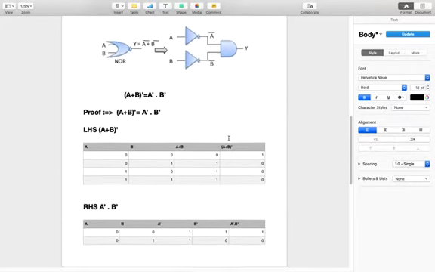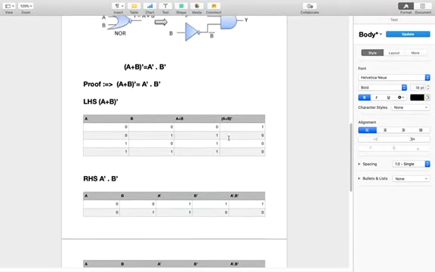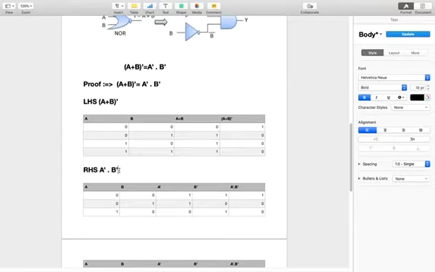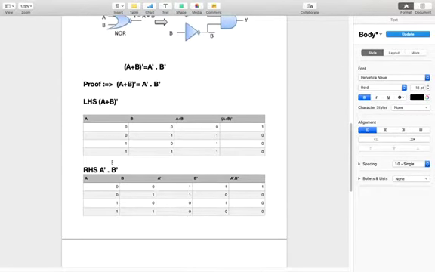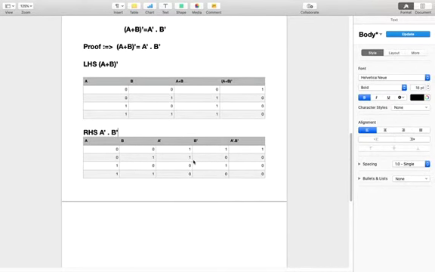We will prove this by the truth table. So this is our truth table. First we find the LHS, which equals (A plus B) not. With A and B, first we find A plus B: 0 plus 0 equals 0, 0 plus 1 equals 1, 1 plus 0 equals 1, and 1 plus 1 equals 1. And we find the NOT of A plus B. So the output will be 1, 0, 0, and 0. Then we find the RHS, which equals A not dot B not.